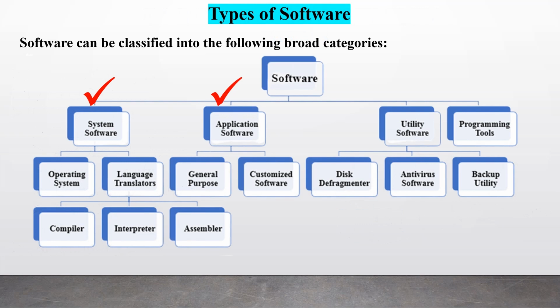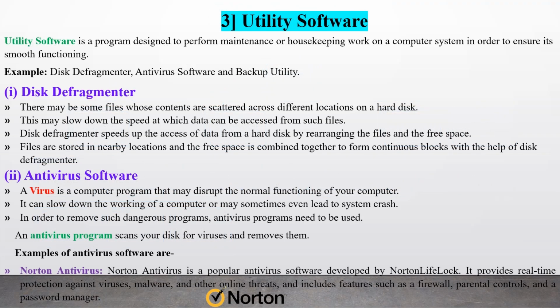Now, in this types of software chart, we have learnt completely about the system software and application software in the previous video, Chapter 1, Computer System Organization, Part 3. In this video, we are going to learn about the utility software and programming tools. The third type of software is the utility software. Utility software is a program designed to perform maintenance or housekeeping work on a computer system in order to ensure its smooth functioning. For example, disk defragmenter, antivirus software, and backup utility.